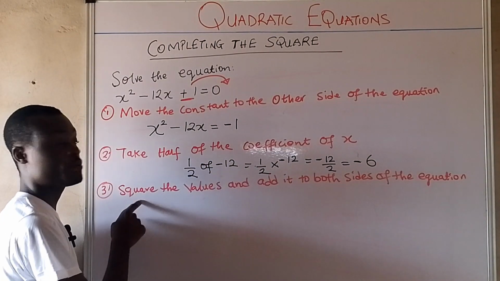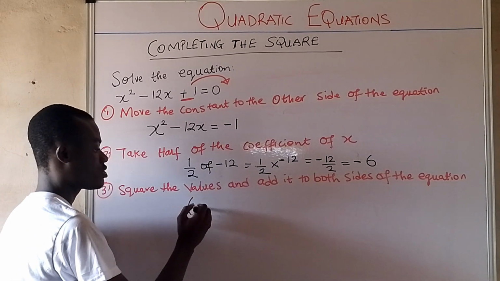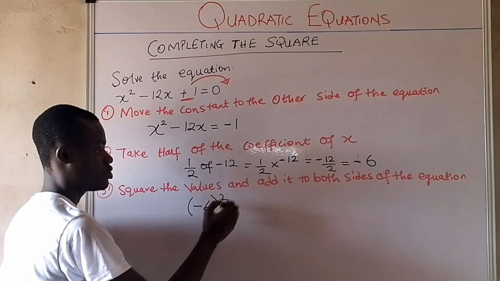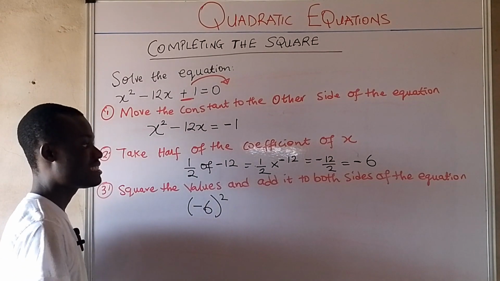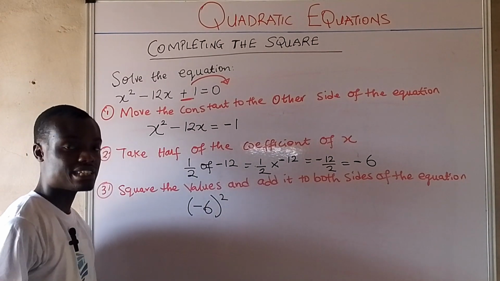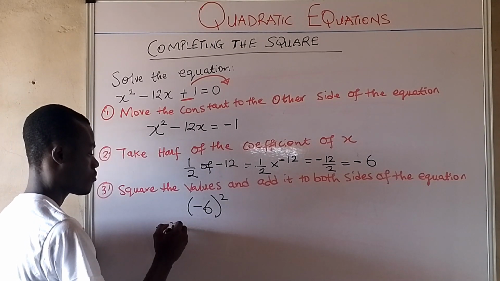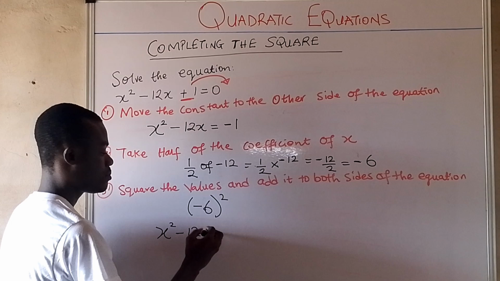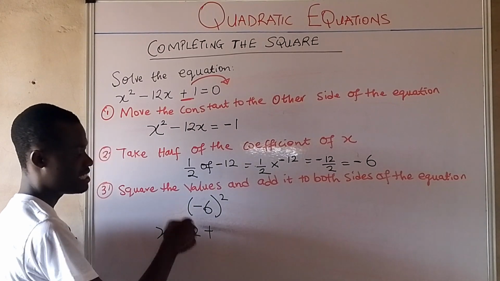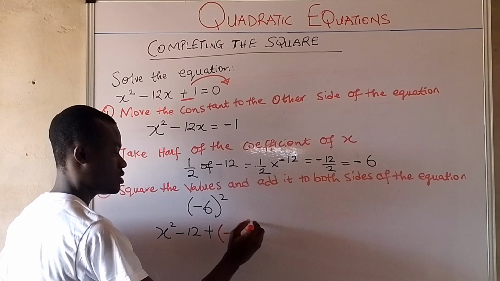So next, step number 3, we are going to square this value. So when we square that value, it is minus 6 squared. And lastly, we are going to add it to both sides of the equation. So this is our equation, x squared minus 12x. We are going to add minus 6 squared to this side.